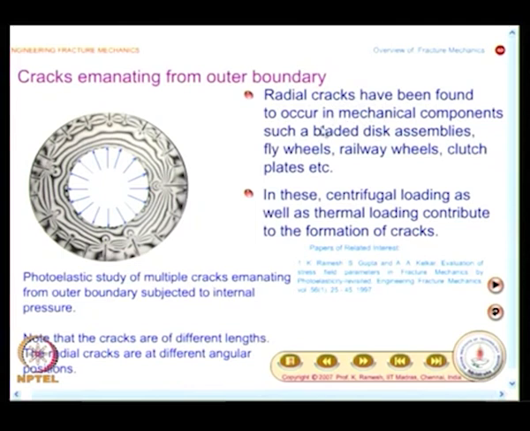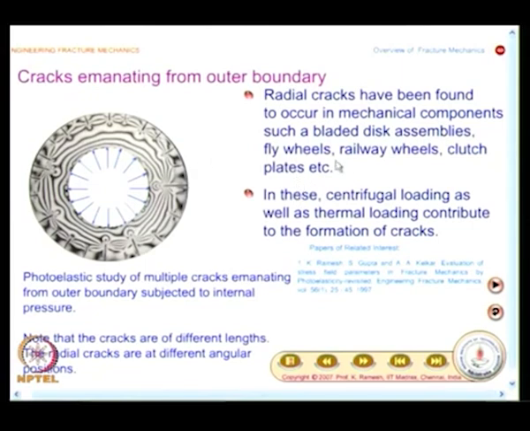Radial cracks have been found to occur in mechanical components such as bladed disc assemblies, flywheels, railway wheels, clutch plates, etc. So, there are many practical problems which come under this category, because they are all finite body problem. Experimental results are very valuable. In those cases, how the cracks are formed, the centrifugal loading as well as thermal loading contribute to the formation of cracks. So, it is practically a very important problem.